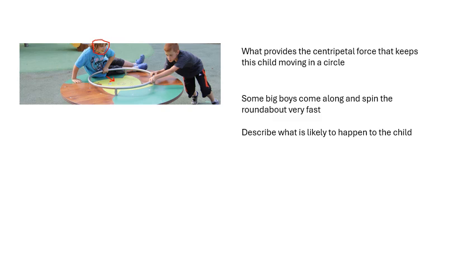Some big boys come along and spin the roundabout very fast. They might even use their moped to do it. Describe what is likely to happen to the child. Well, they'll be hanging on for dear life, but if it's going around very, very fast, they won't be able to provide enough centripetal force, and he'll probably go flying off at a tangent and land on a big comfy mattress.